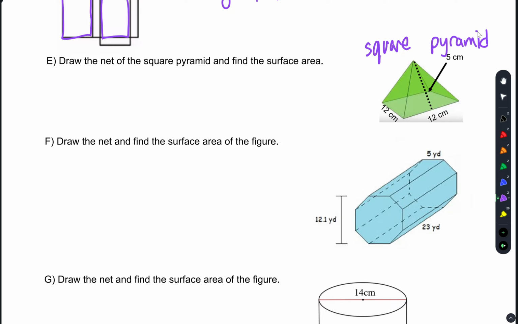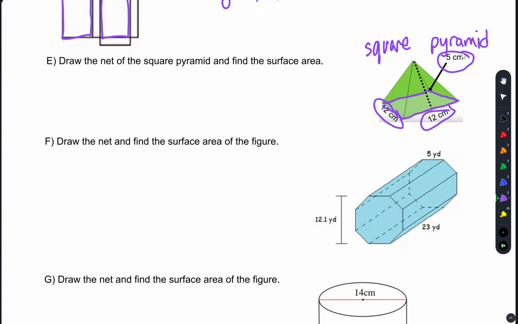So on your papers, I want you to start with the square that's like touching the table here. Unfold the rest of your pieces, and then as you are unfolding them, there's some labels on here that tell us some dimensions. I want you to add those dimensions into your diagram. So go ahead and do that for me really quick.